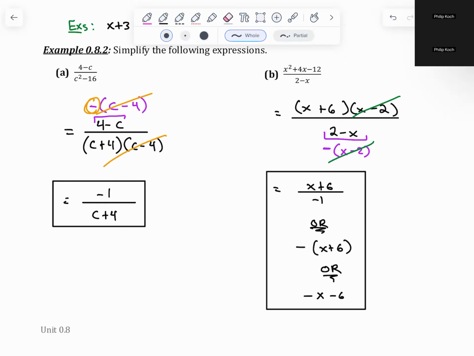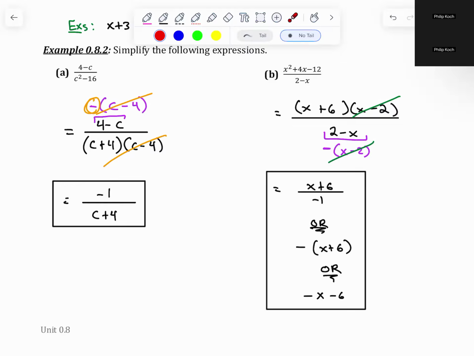Or if you really want to, you could divide the -1 into each term. So x divided by -1 is -x, and +6 divided by -1 is -6. That's another way to write it. Any of those three answers are the same. The whole thing is I saw a 2 minus x and an x minus 2. They could cancel. Maybe they do, maybe they don't.